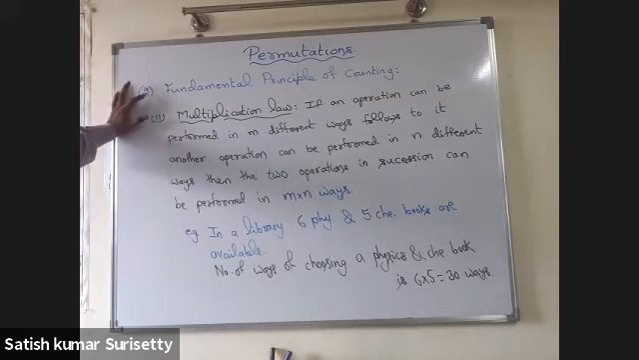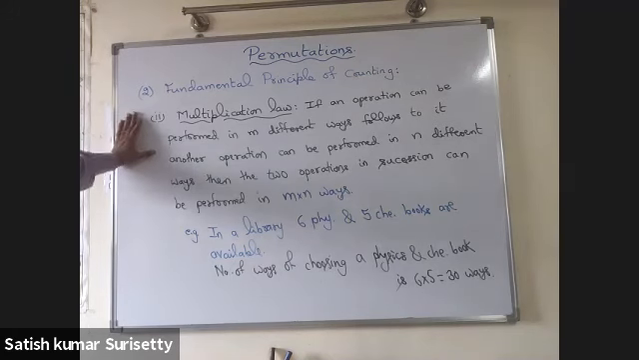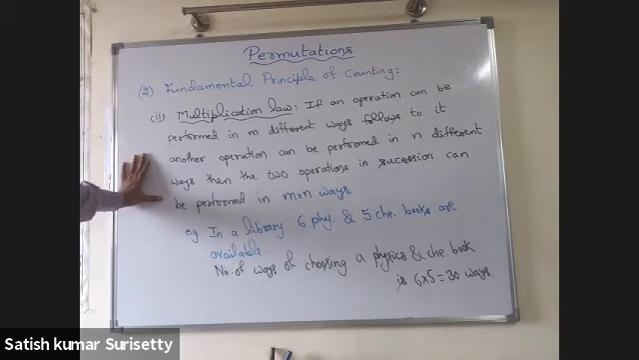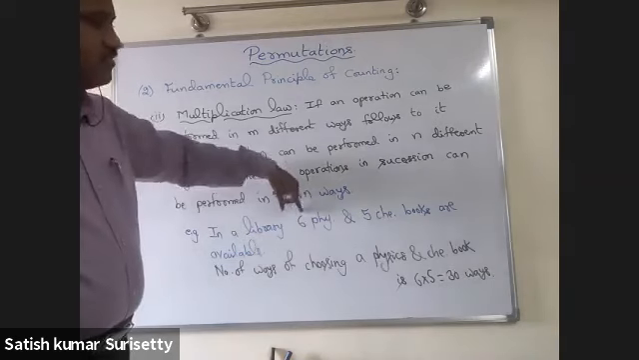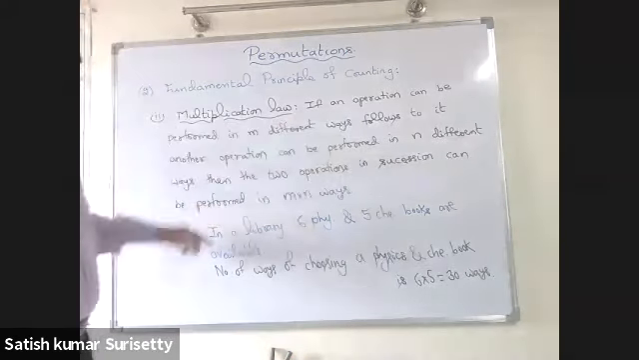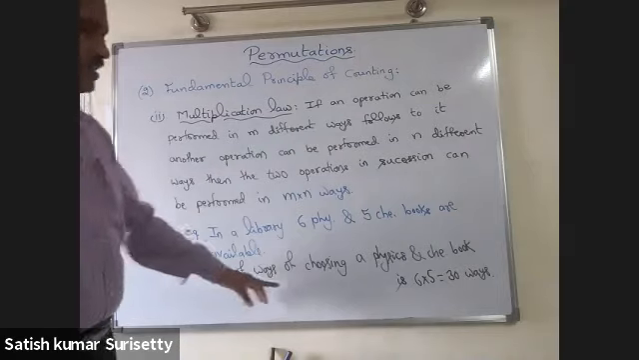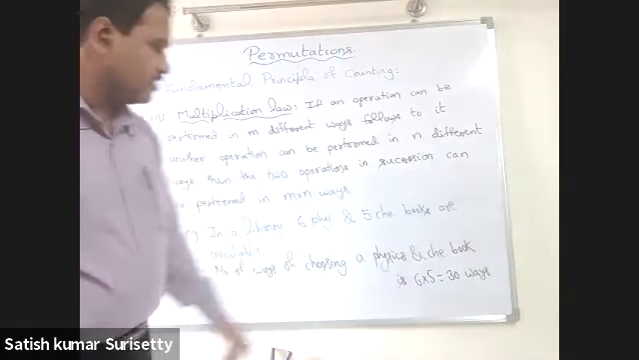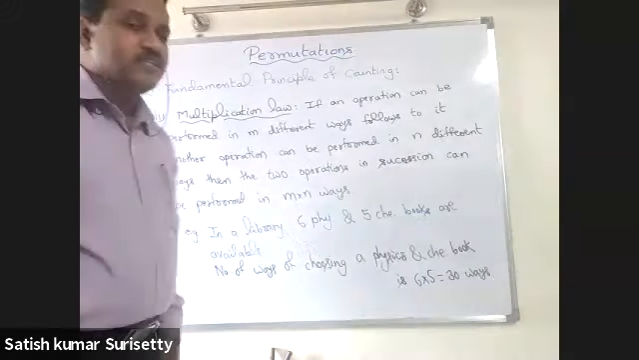So under fundamental principle of counting, second one is multiplication law. If an operation can be performed in m different ways, followed by it another operation can be performed in n different ways, then the two operations in succession can be performed in m into n ways. This can have an extension also. So in a library, if you have 6 physics and 5 chemistry books available to a student, the number of ways of choosing a physics and a chemistry book is 6 into 5, which is 30 ways.